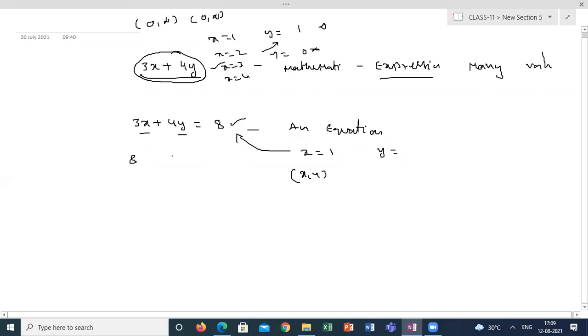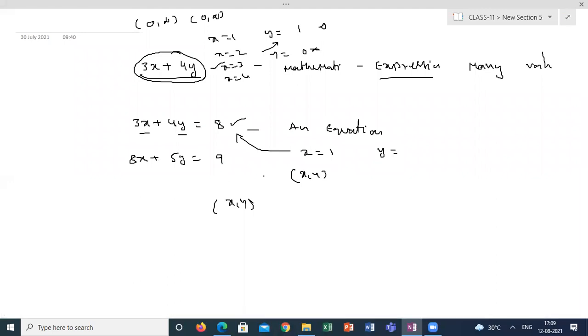Suppose I'm giving another equation with this, then I'm having a set of equations. These two equations are called a set of simultaneous equations. Clear, guys, what I'm saying? Yes, sir.